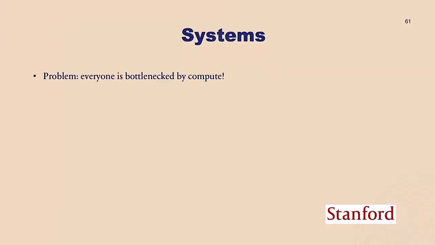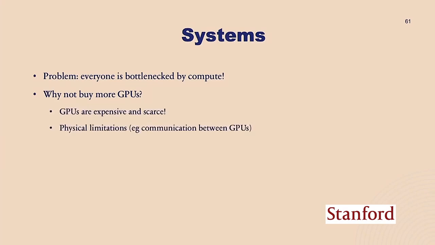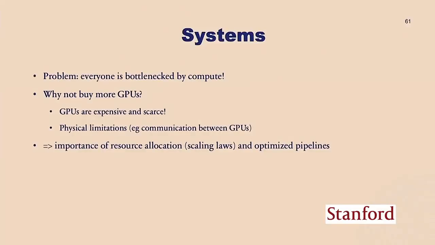Systems: as we said, for everyone, compute is the huge bottleneck. One question you might ask is why not buy more GPUs? GPUs are expensive, but also scarce. Even if you have $10 million right now, you cannot buy the best GPUs. There are also some physical limitations. When you have multiple GPUs, you have to communicate between them, and that takes time. So just buying more GPUs is not that easy. It's really important to think about how you allocate resources and how you optimize your pipeline.